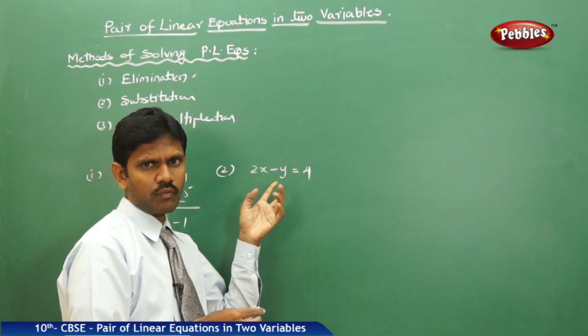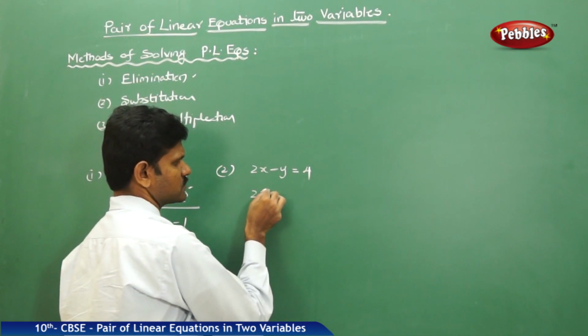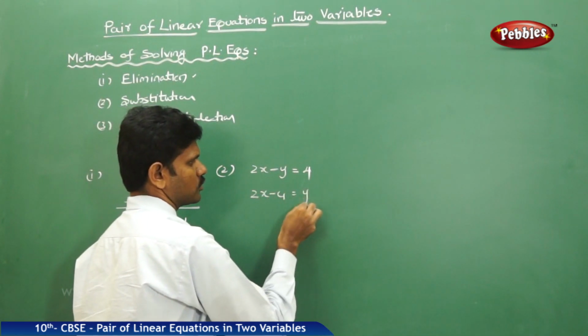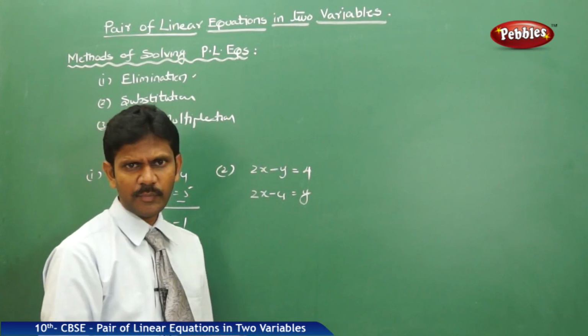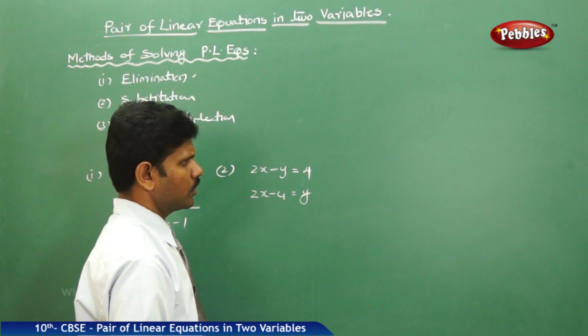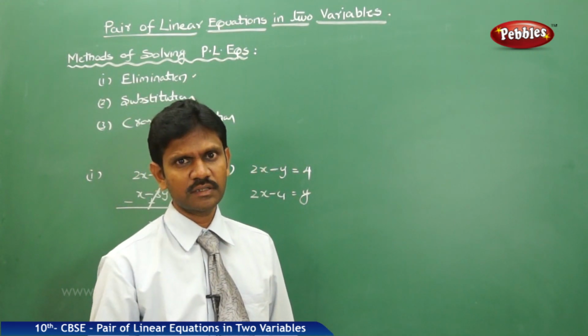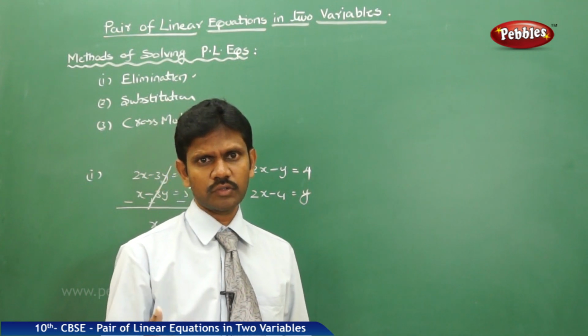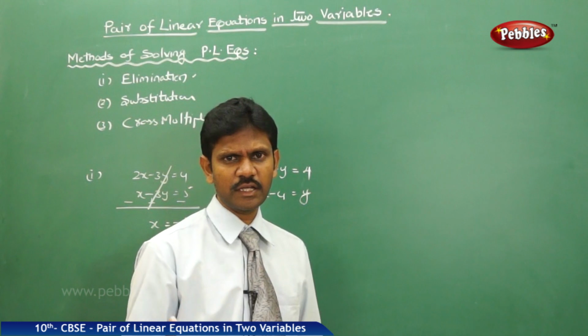From these two, the y coefficient is simpler than x. Therefore, convert this one: 2x minus 4 is equal to y. Substitute this value in the above equation. Now come to the third one, that is called the cross multiplication method. Now what is the formula to develop from the given linear equations?